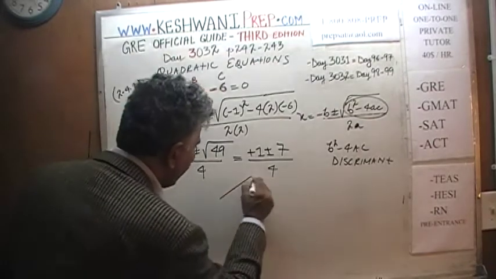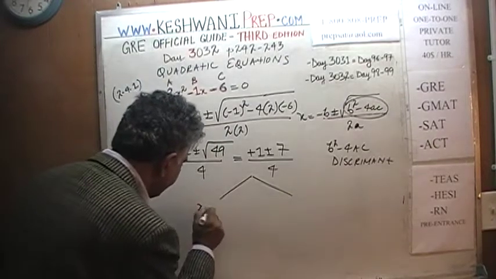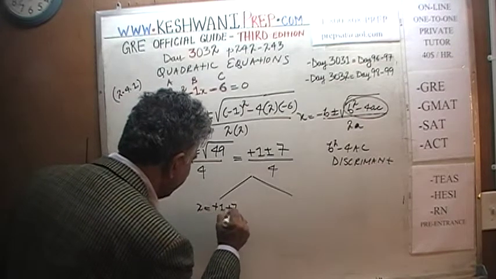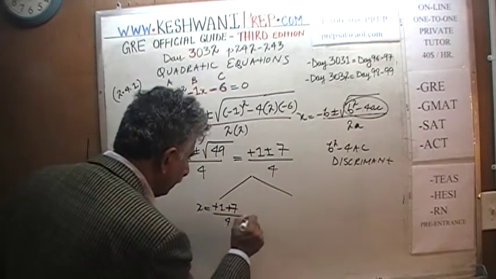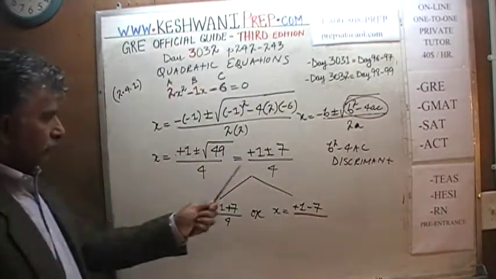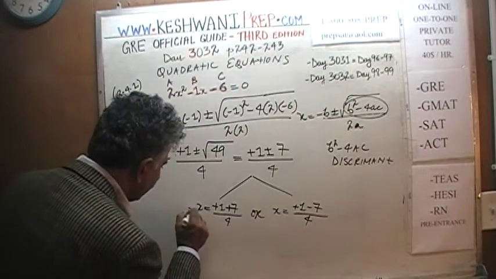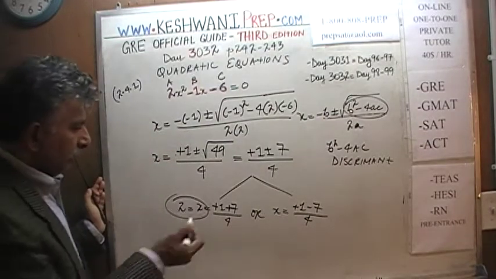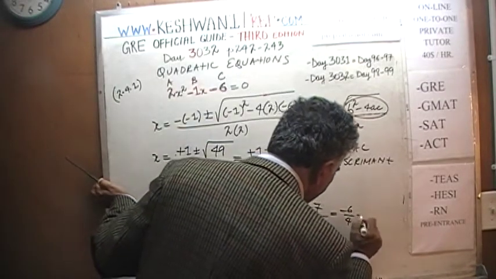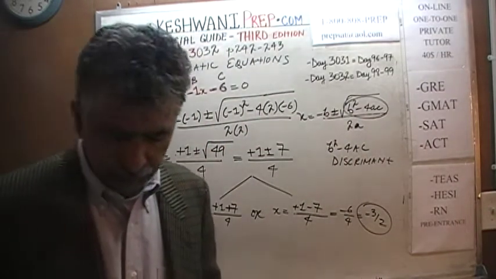And from that point on, we will break it up. So x is either 1 plus 7, we take a positive root, over 4, or x is equal to 1 minus 7, we take a negative root, plus or minus 7 over 4. 1 plus 7 is 8, 8 divided by 4 is 2, so one value of x is 2. And here, positive 1 and negative 7 gives us negative 6 over 4, negative 3 halves. That's our second value. And that's all there is. There is nothing to it.